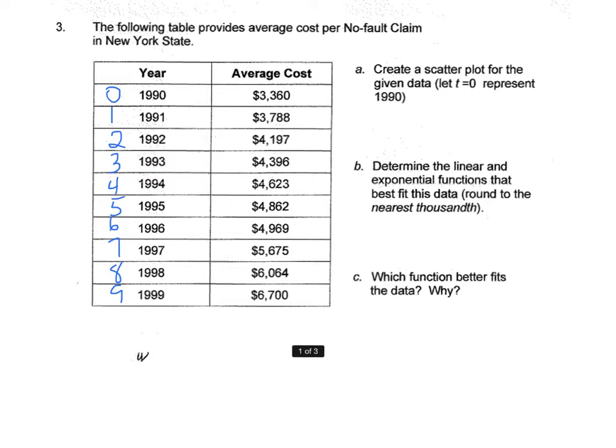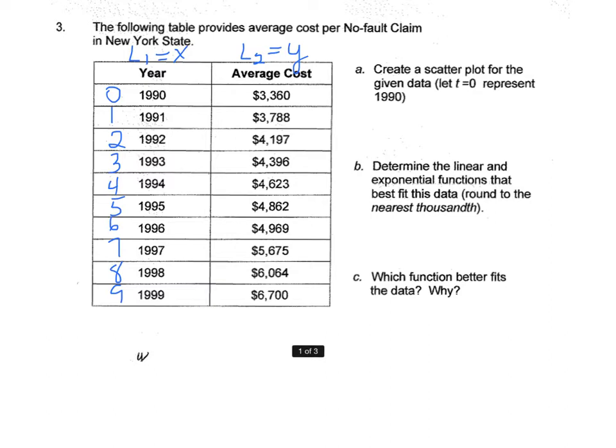So this is going to be our L1 list, which is our X values, and this is going to be our L2 list, which are our Y values. We're going to hold off on creating the scatter plot for now. First, we're going to go to letters B and C before we plot it. Determine the linear and exponential functions that best fit this data. So they want us to determine each, and by doing so, we're going to have to put this information into the calculator.